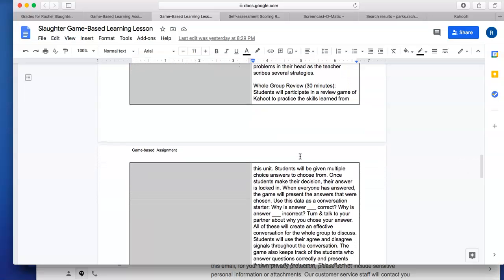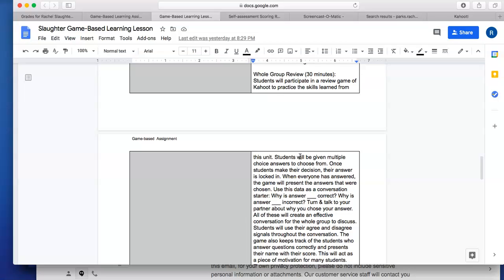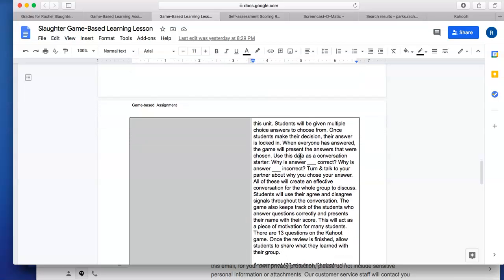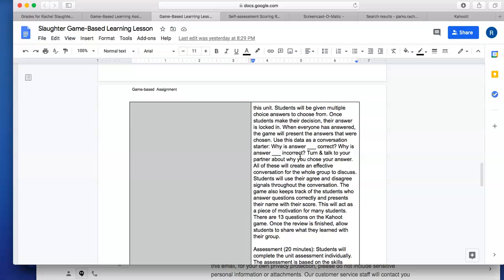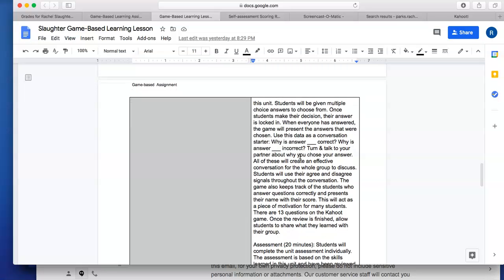As a whole group, we will use the Kahoot to review. So students are going to participate in the game to practice the skills learned from this unit. Students will be given multiple choice answers to choose from. Once students make their decision, their answer is locked in, and then when everyone has answered, the game will present the answers that were chosen. Use this data as a conversation starter. So you could say, why is the answer blank correct, or why is the answer blank incorrect? And then students can talk about it.